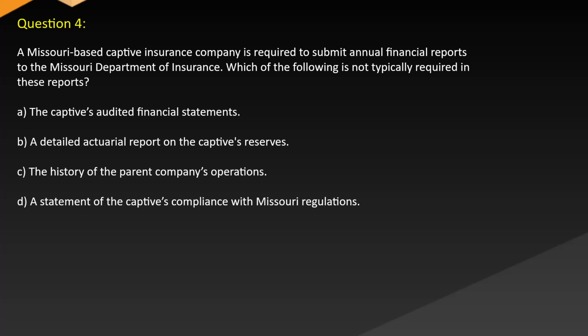A. The captive's audited financial statements. B. A detailed actuarial report on the captive's reserves. C. The history of the parent company's operations. D. A statement of the captive's compliance with Missouri regulations.